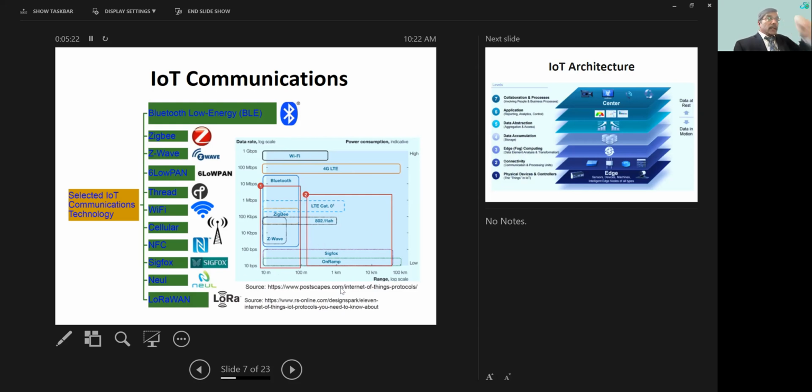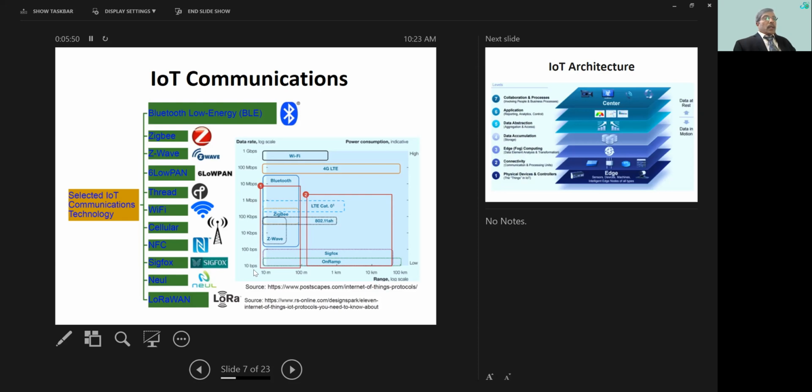So typically you can see that Wi-Fi, we are all familiar with Wi-Fi, it can support very high data rate, but the power consumption is also very high. On the other hand, the long-range communication standards such as Sigfox, LoRa, or On-Ramp, these can give you several tens of kilometers of range. The power consumption is also low, but their bit rate, on the other hand, the speed will be very, very low.